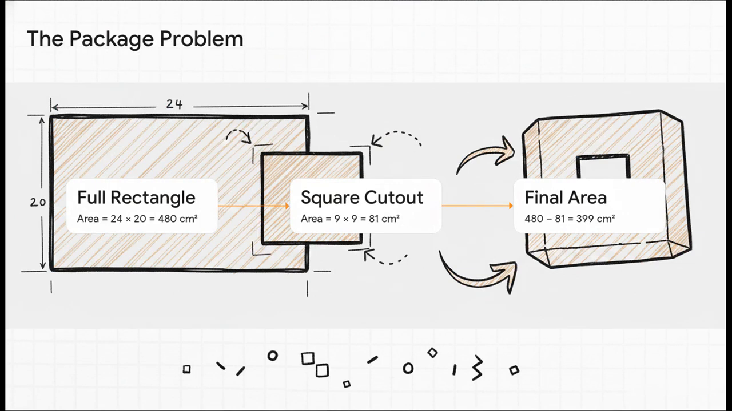Simple. All right, now for a subtract strategy example. This packaging has a square cut out of it so you can see the product inside. So we start by calculating the area of the whole rectangle, pretending that cutout isn't even there. That's 24 by 20, which is 480 square centimeters. Next, we find the area of the little square that was removed. 9 by 9 is 81. And finally, we just subtract that smaller area from the larger one, leaving us with 399 square centimeters of cardboard.